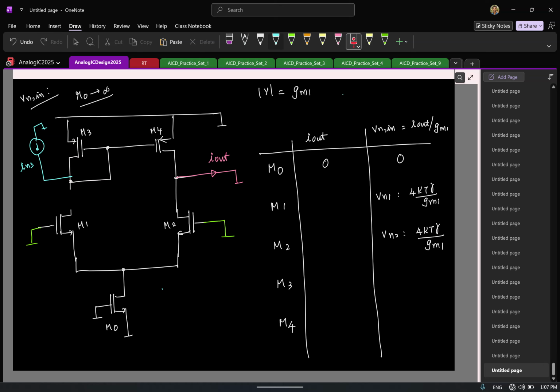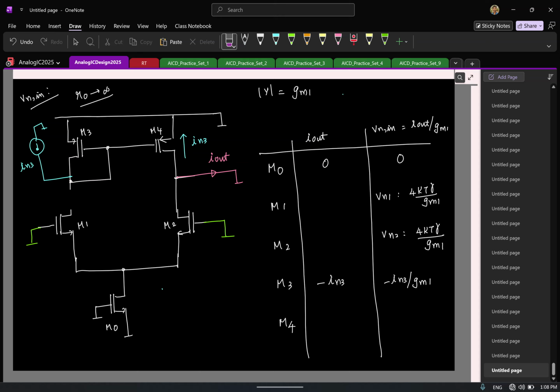So what can you say about the current flowing through M4? Same. So this will also be the same. So what is I out in terms of IN3? Minus IN3. Very good. So this is minus IN3. So when you refer it to the input, it's minus IN3 by G. Is that okay?